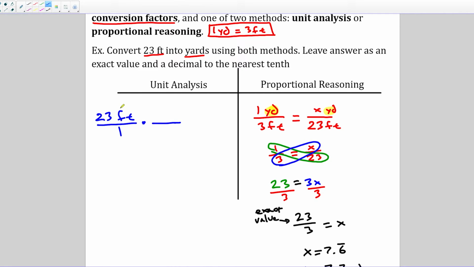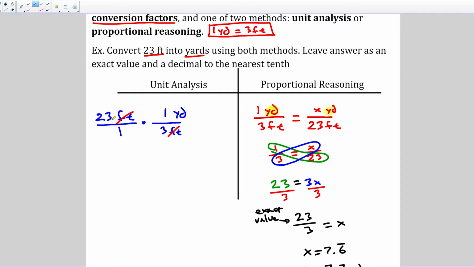Since we're trying to get rid of our units in feet, we want to put feet here on the bottom, which means that our yards has to go on top. What's next is for us to determine which numbers we're going to put where. Since we know that 1 yard is equivalent to 3 feet, we're going to make sure to put 1 yard up top and then 3 feet on the bottom. Now, since we have feet and feet on both the top and the bottom, we can actually get rid of our units here, and we are left with the one that we want, which is the yard.